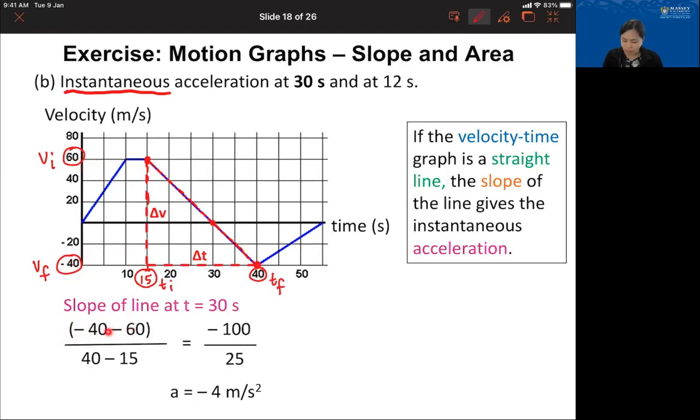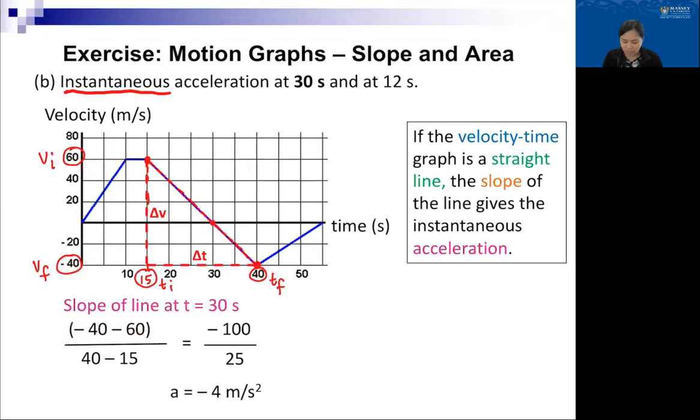So change in velocity is final minus the initial. That's why you have this negative sign here. This is the minus sign. Final velocity minus the initial velocity. Your initial velocity is positive 60 meters per second. Divide that by the final time, which is 40, minus the initial time, 15. Right, negative 40 minus 60 is negative 100, divided by 25, which is 40 minus 15. You should get negative 4 meters per second squared for your acceleration.